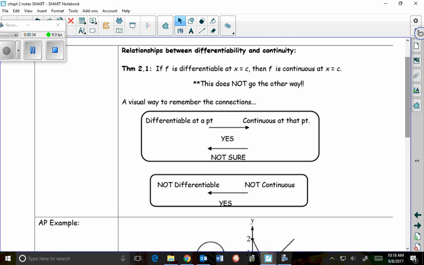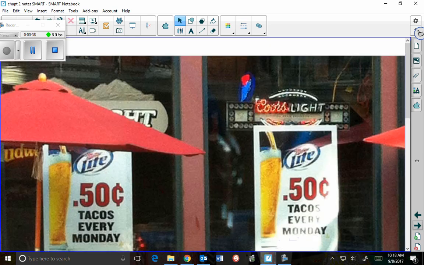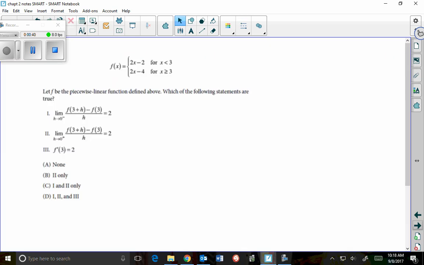Alright, so little recap. I'm going to show you one of the hardest AP questions I've seen on a test, in my opinion. I think like 20% of the kids got it right, even though it might have just been guessing. Okay, so this is the question. They gave us a piecewise function, and they want to know which of the following is true.